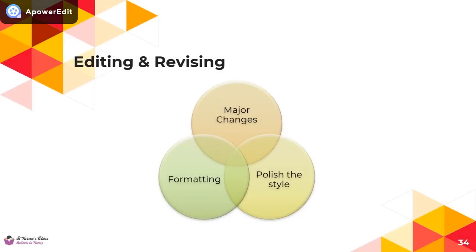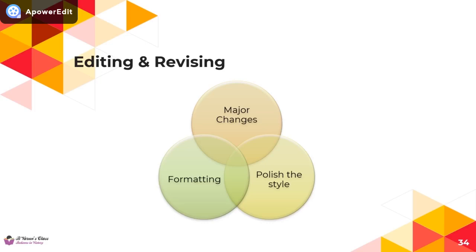Editing and revising. Editing and revising comprises three main parts. First one is the major changes. Second one, polish the style. Third one, formatting. In the major changes, fill the missing links, correct the flow of the logic, rewrite, reorganize the text, or change the order in a logical sequence. In polishing the style, refine the content followed by corrections in grammar and spelling. In the formatting, give time to your text so that it's more attractive and easy to read.